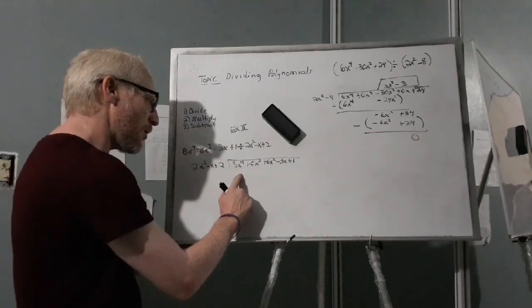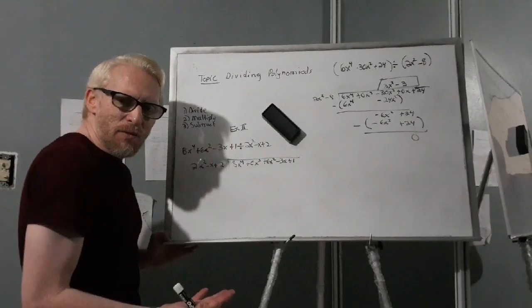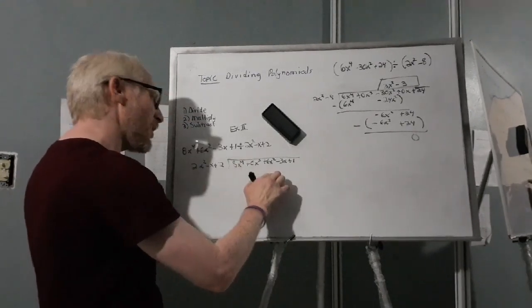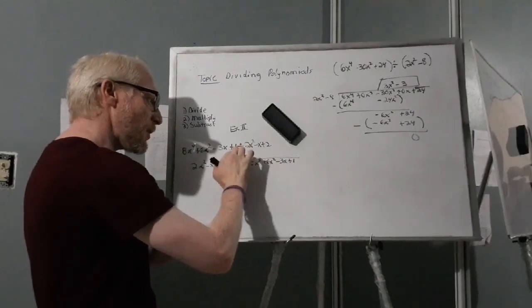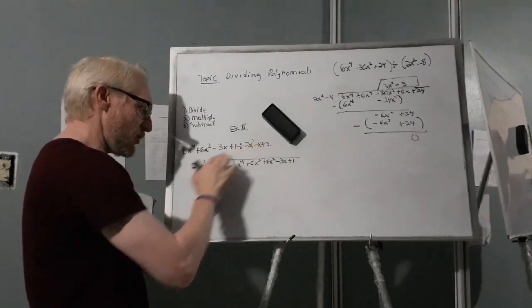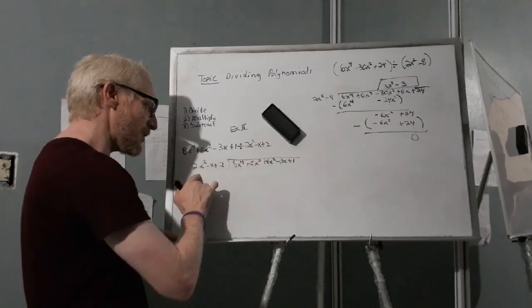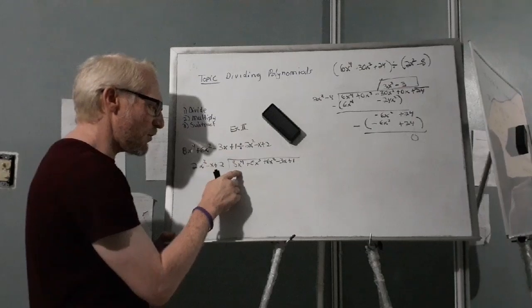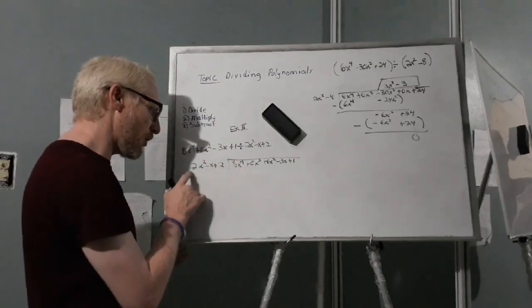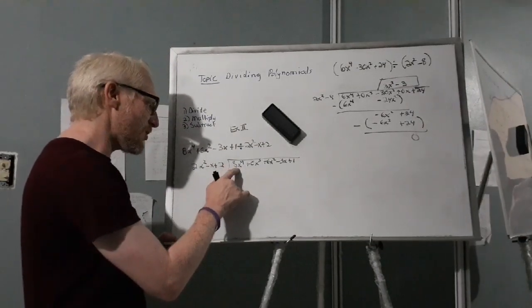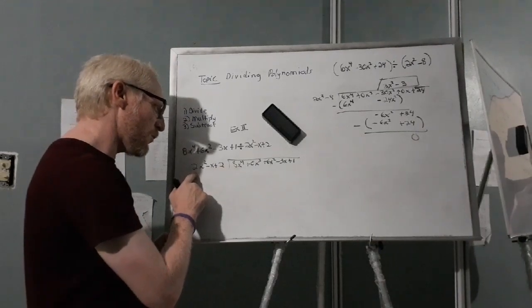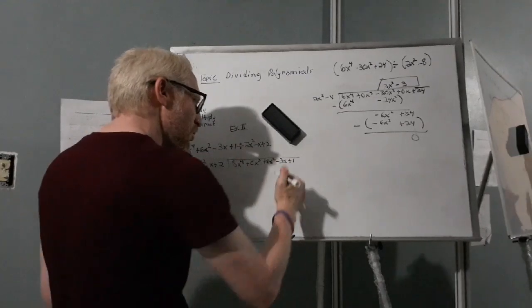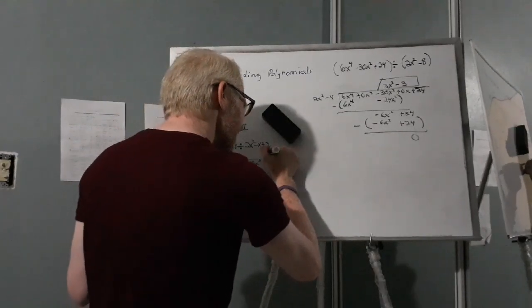So I have 8x to the power of 4. I don't have an x cubed, so I just say plus 0x cubed plus 6x squared minus 3x plus 1 divided by 2x squared minus x plus 2. Now the first step is divide, so I'm going to divide 8x to the power of 4 by 2x squared. So 8 divided by 2 is 4, and 4 minus 2 is 2. So that would be 4x squared, which is what I'm going to write here.